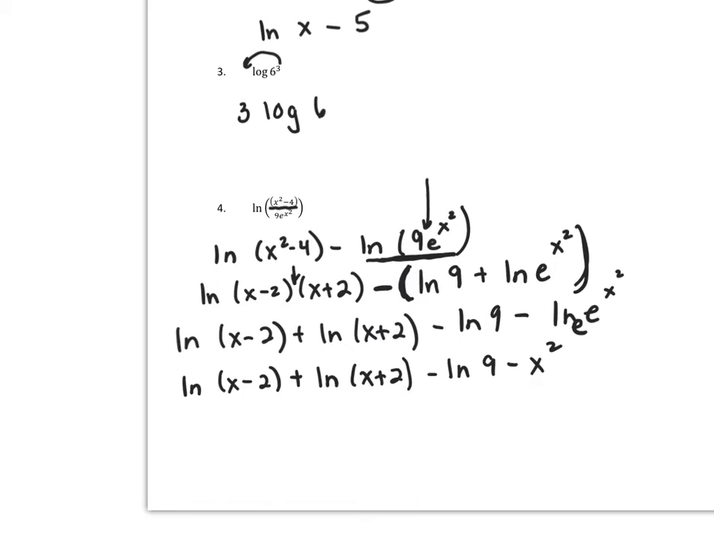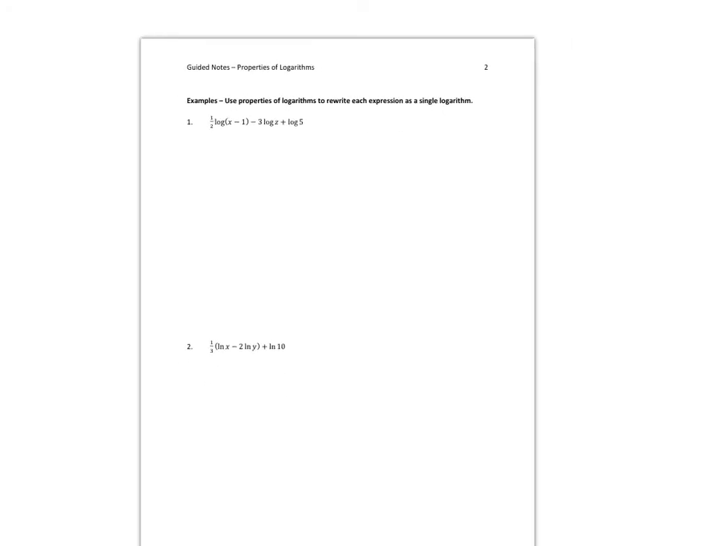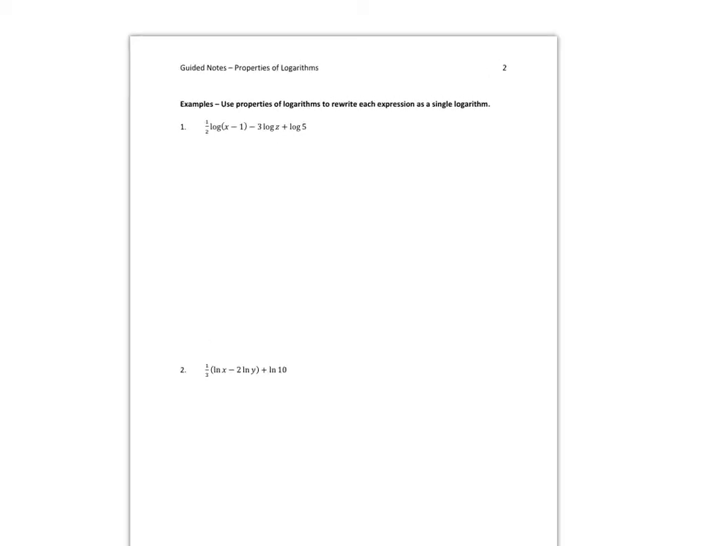All right, next page. Use properties of logarithms to rewrite each expression as a single logarithm. And this is what we'll be doing when we solve equations. All right, so let's practice.